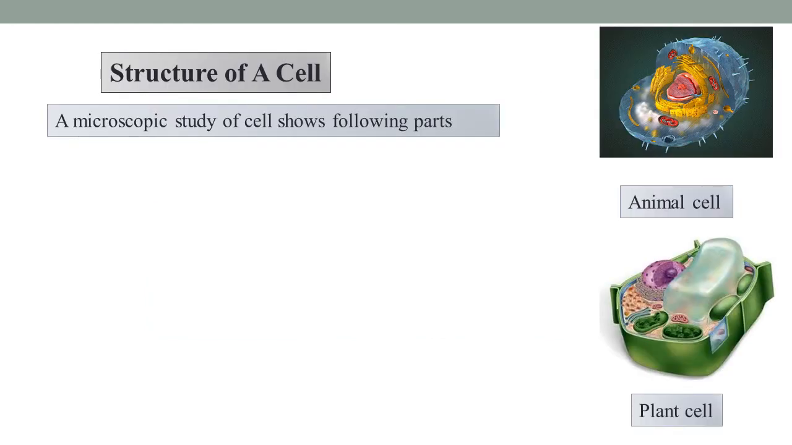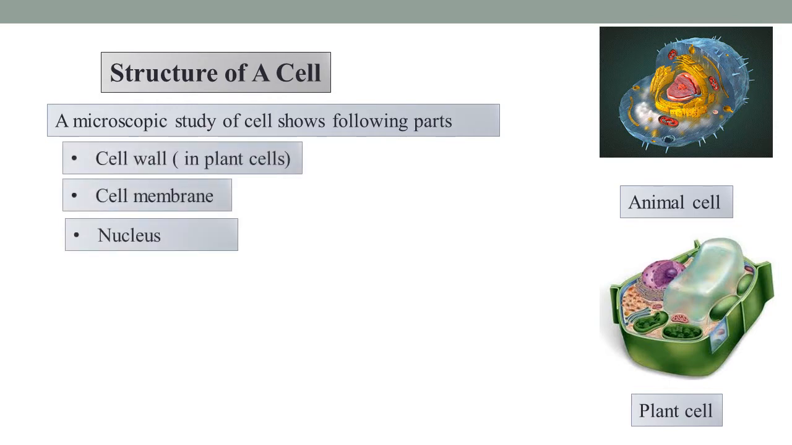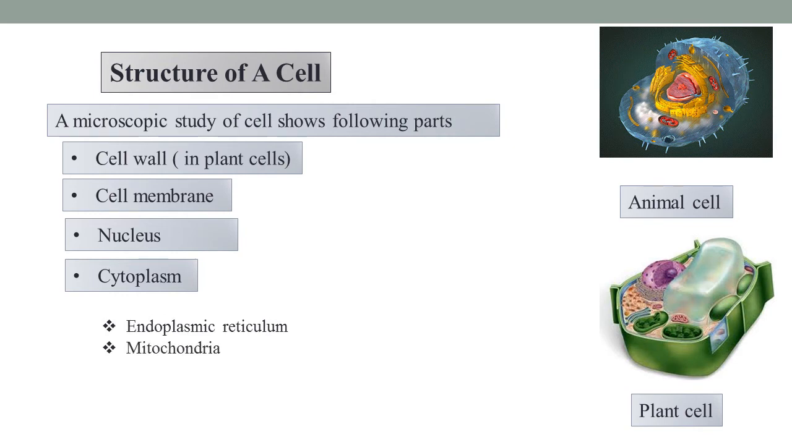Students, when we study a cell under a microscope, we will come across these basic features in almost every cell: cell wall, cell membrane, nucleus, cytoplasm. The cytoplasm contains many organelles such as endoplasmic reticulum, mitochondria, chloroplast, vacuoles, centrioles. All activities of a cell are possible due to these features of the cell. Now we will discuss each part of a cell one by one.